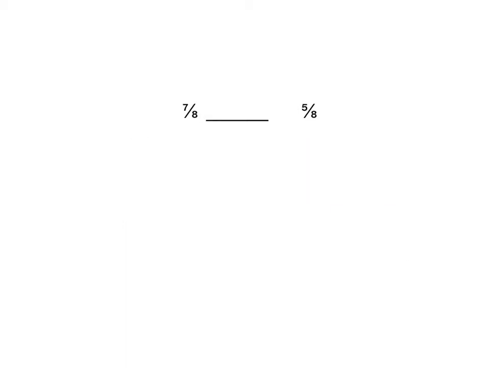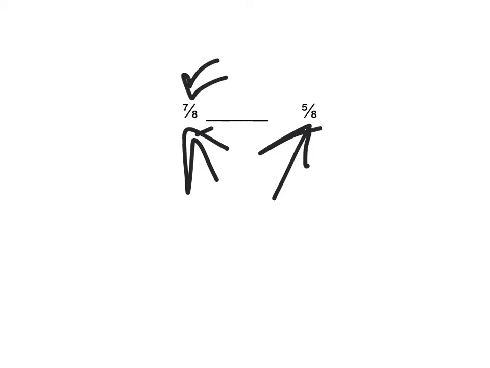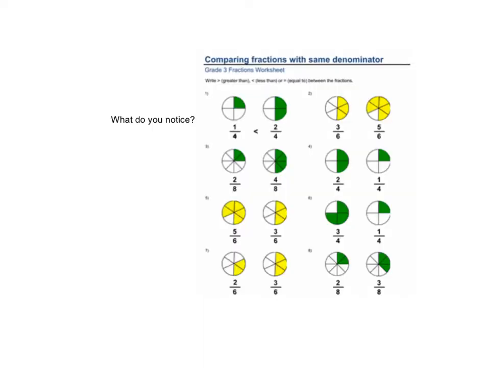By the end of today, you should be able to compare fractions that have like denominators, like these, which are both eighths. So you could tell me what's bigger, 7/8 or 5/8. I like this sheet because when you look through it, it really gives you an idea. All of the denominators are going to be the same in these comparisons.